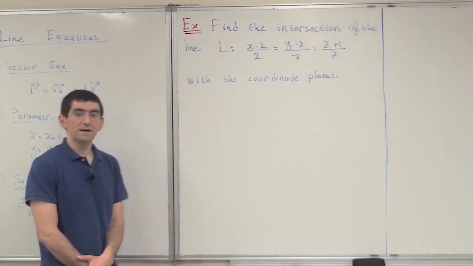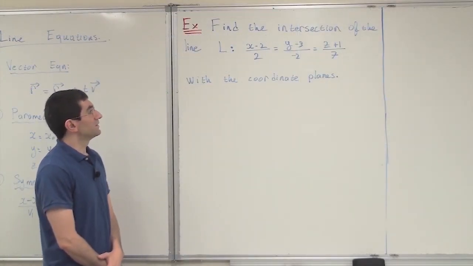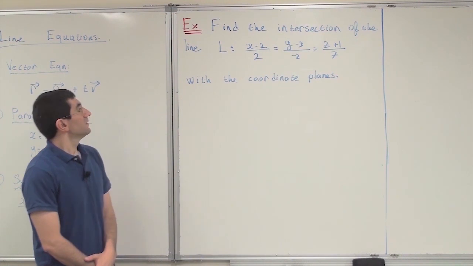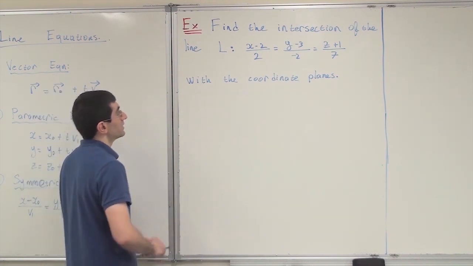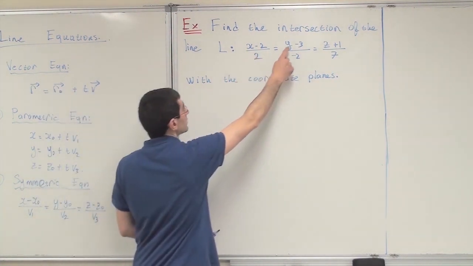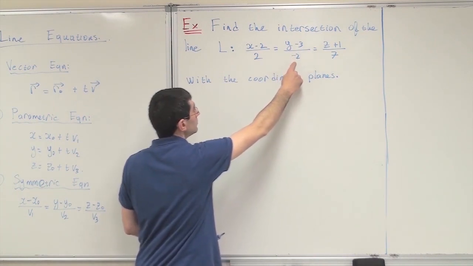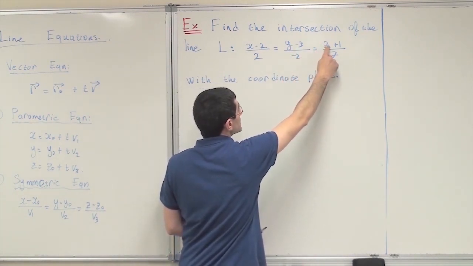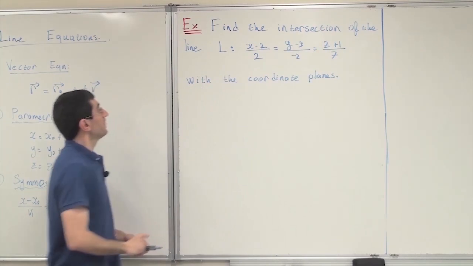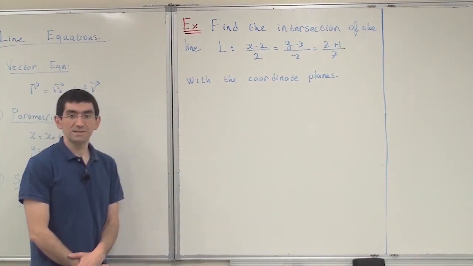In our next exercise, we are going to find the intersection of the line which is given in its symmetric equations, (x minus 2) over 2 equals (y minus 3) over negative 2, which is equal to (z plus 1) over 7, with the coordinate planes.